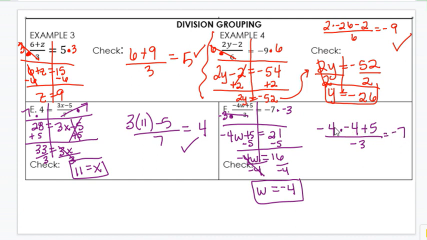If you don't have your calculator, negative 4 times negative 4 is 16. 16 plus 5 is 21. 21 divided by negative 3 is negative 7. So yes, it checks out.